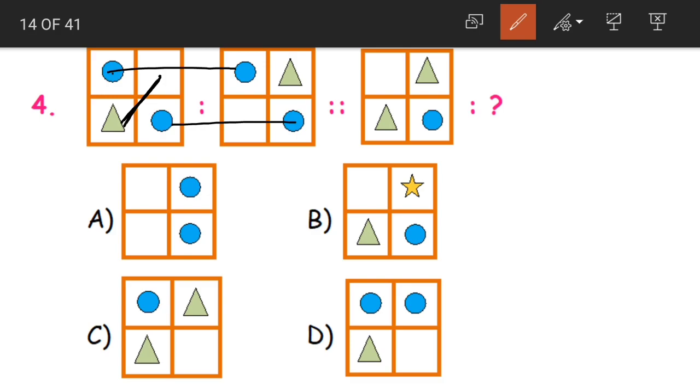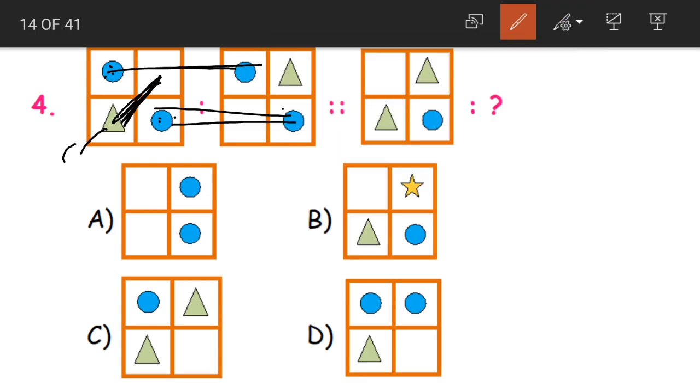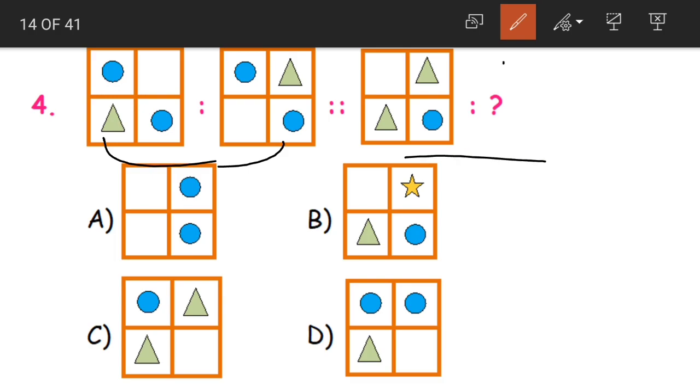Understood, children? We are having two circles here. The figure that is in two numbers is in the same place. Only the figure that is in single item here, what is it? It is our triangle, has moved to the opposite direction. That is the relationship between our first pair. Now if we apply the same relationship to our second pair, what should the figure be?